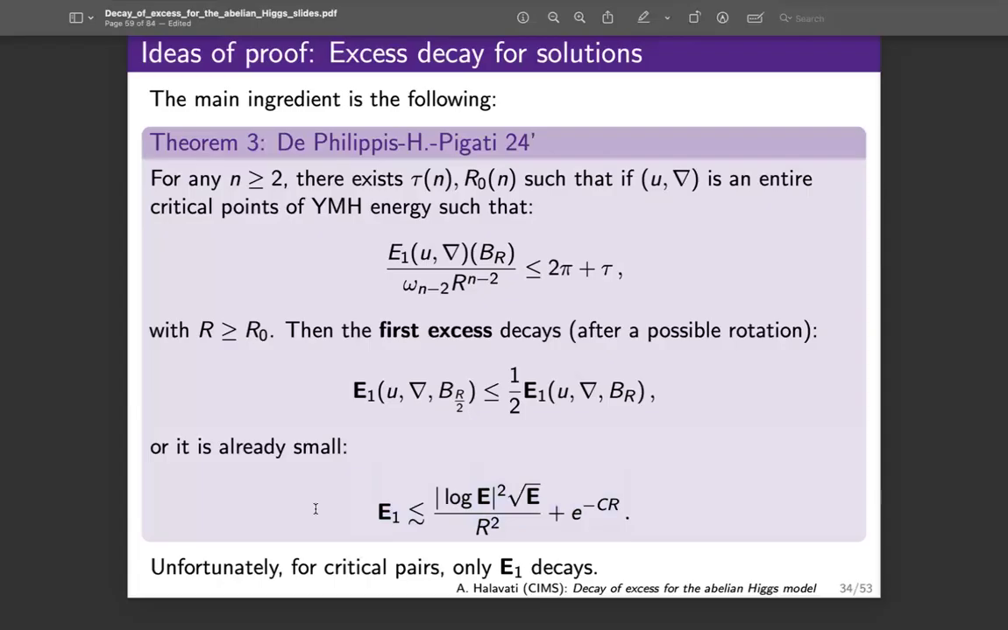Two things I want to mention. First, unfortunately, for solutions we can say only E1 decays. We can't get the full excess to decay. This is one of the reasons that the dimension restriction comes in. The other reason is that if you iterate this from larger and larger balls, you can see that the pre-normalized excess on larger and larger balls is small o of r to the negative 2, right? So if you renormalize this small o of r to the negative 2, and you're renormalizing by r to the n minus 2, you can see that the full integral is small o of r to the n minus 4. So that's how you get classification up to dimension 4.